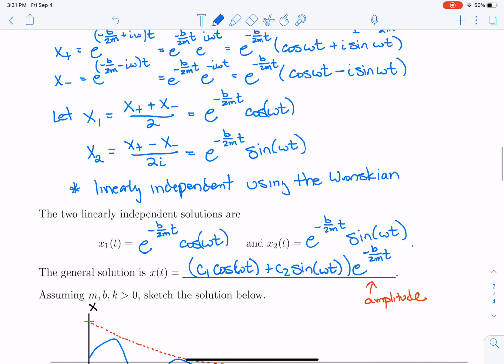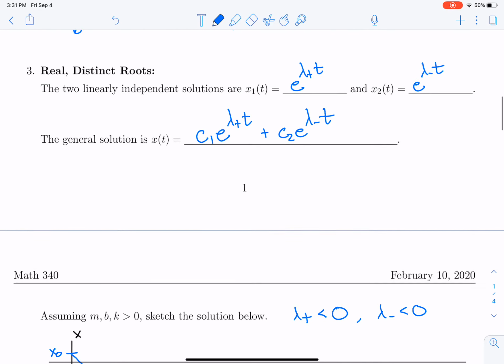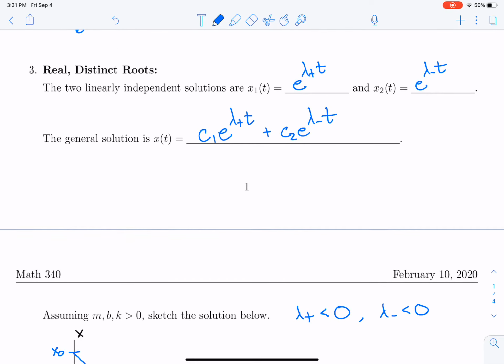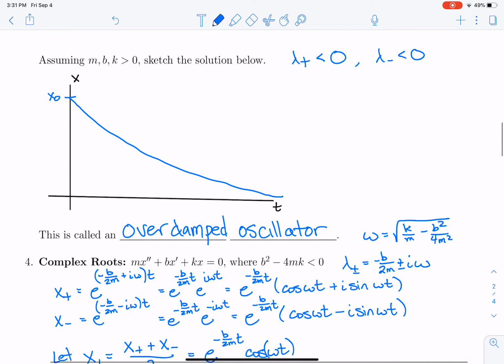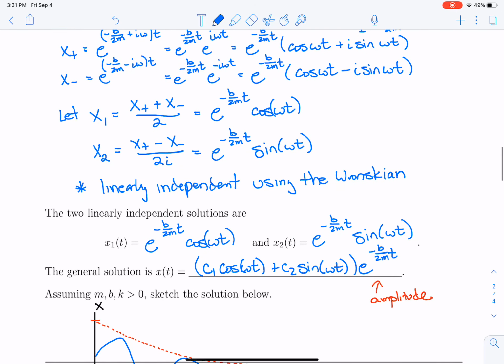I just want to mention, going back, something I didn't mention: when I have these two linearly independent solutions for my real distinct roots, as long as lambda plus and lambda minus are not equal, we can say that the Wronskian is not 0. You can actually show that yourself, and you probably did in a homework problem. Just like I had here with these two solutions, the Wronskian is not 0. They're linearly independent.